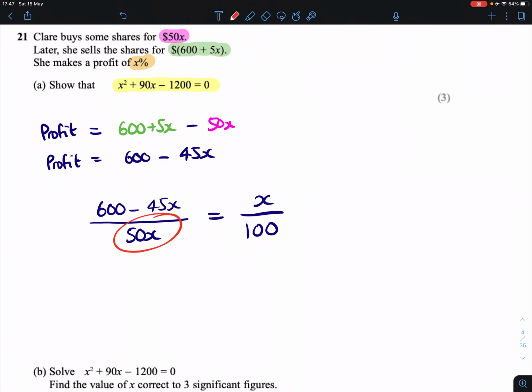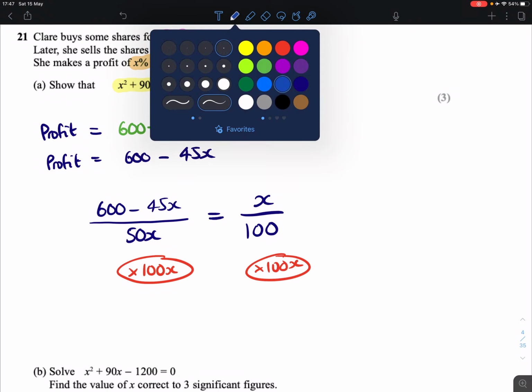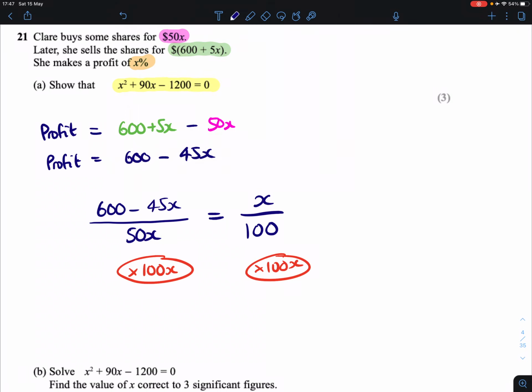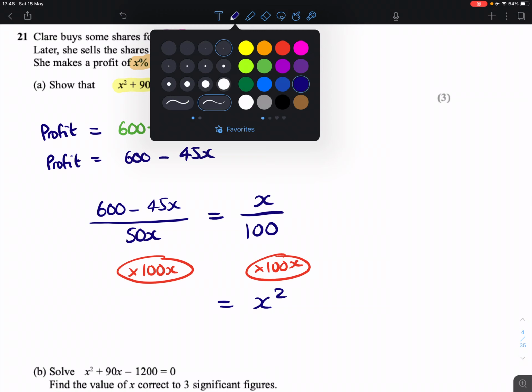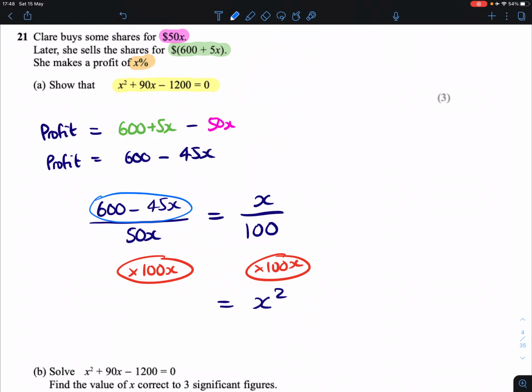If I multiply by 100, that takes care of the numbers. And if I multiply by 100x, that will also take care of the letter on the bottom of that fraction. So we multiply both sides by 100x. The right hand side will just become x squared. The left hand side, because this is over 50x and this is 100x, effectively we're multiplying the top by 2. The fraction will cancel and there will be a 2 left over to multiply by, which will give us 1200 minus 90x.